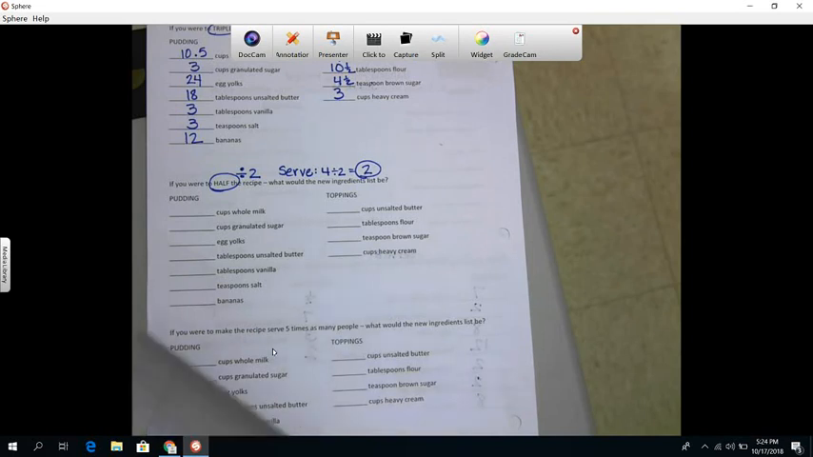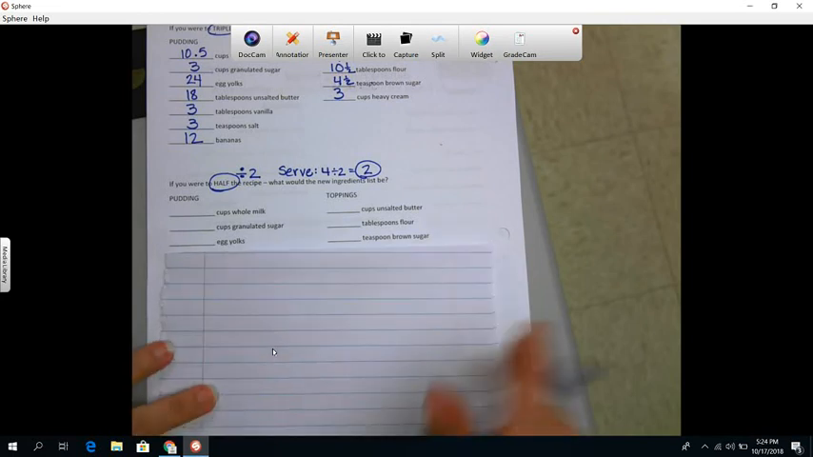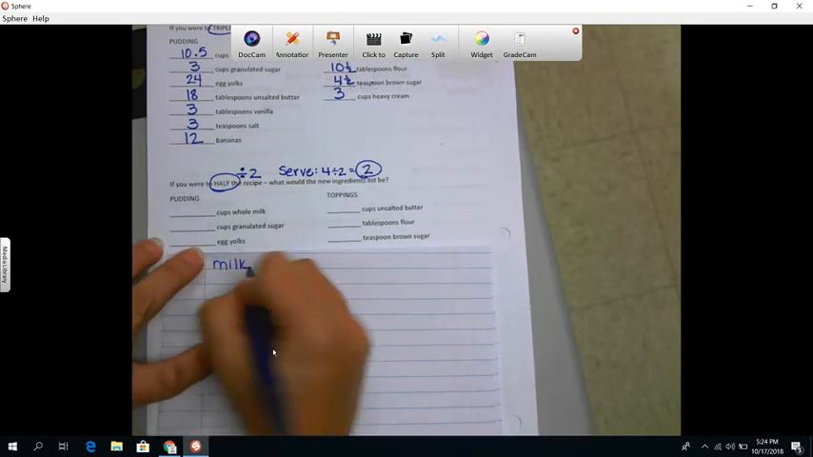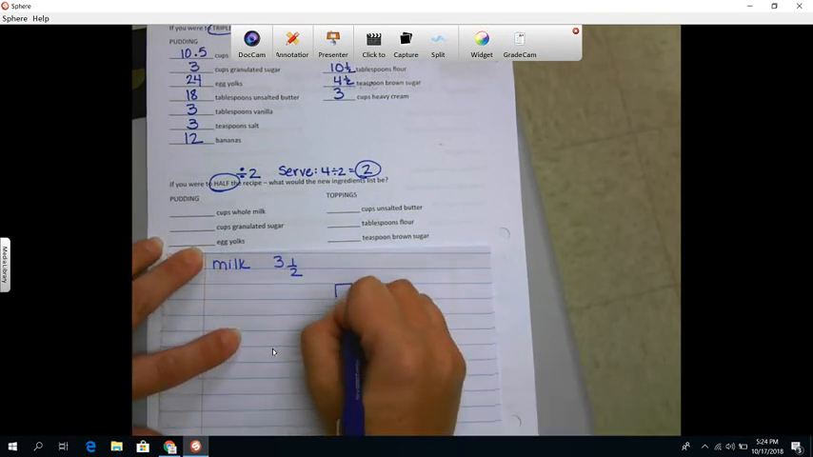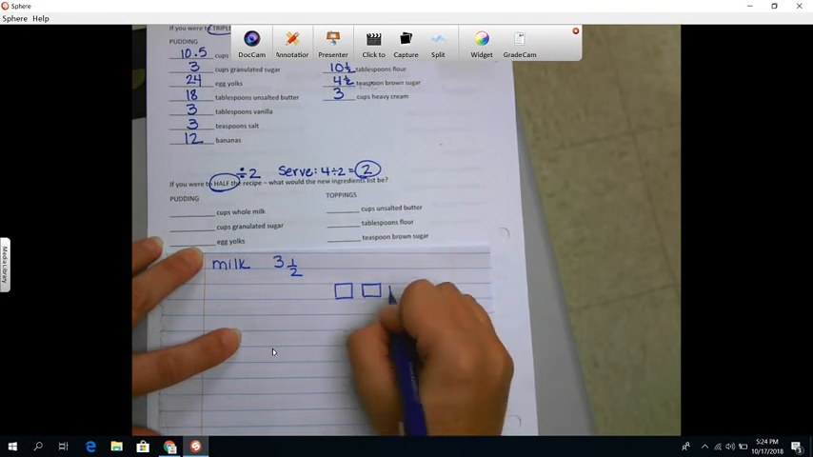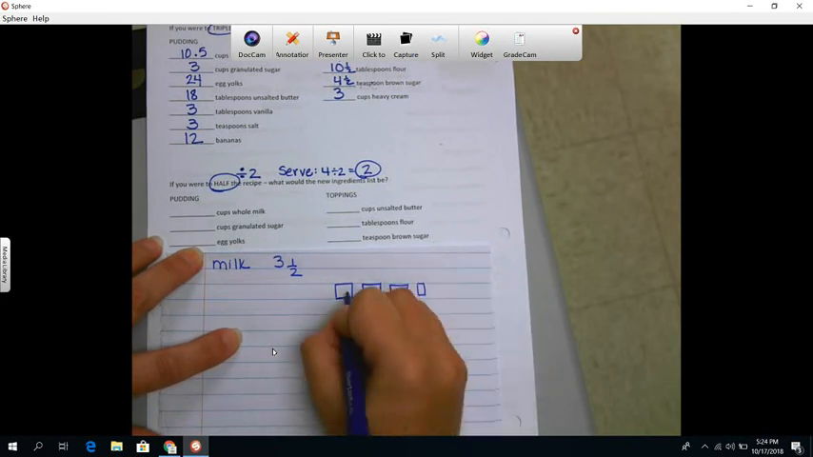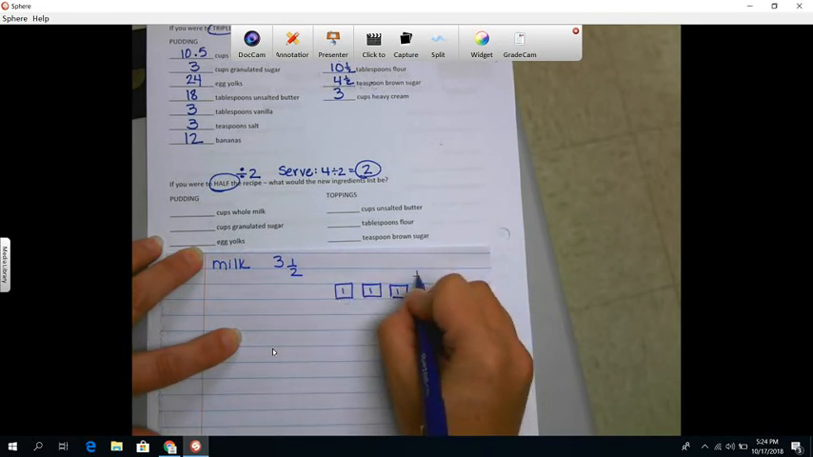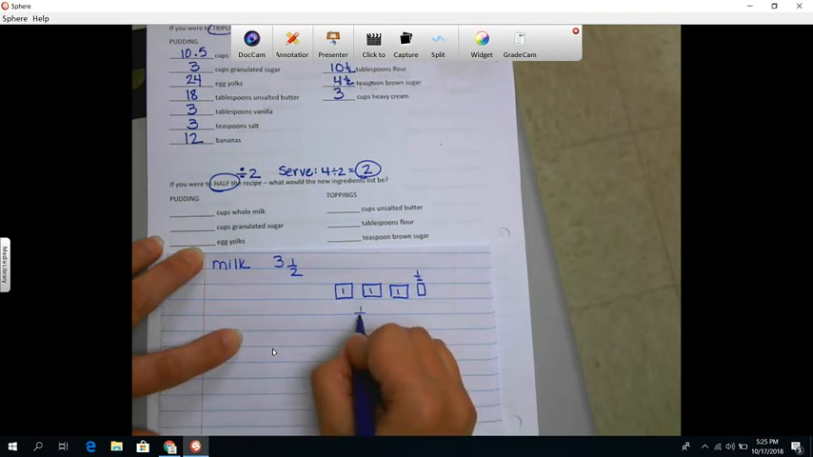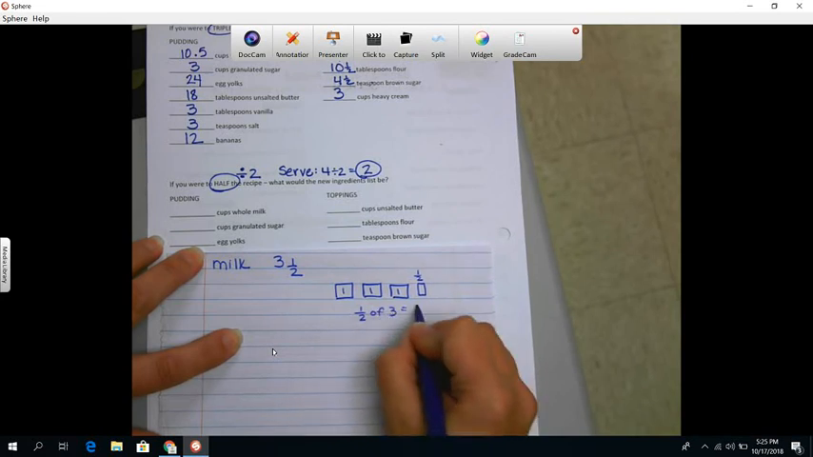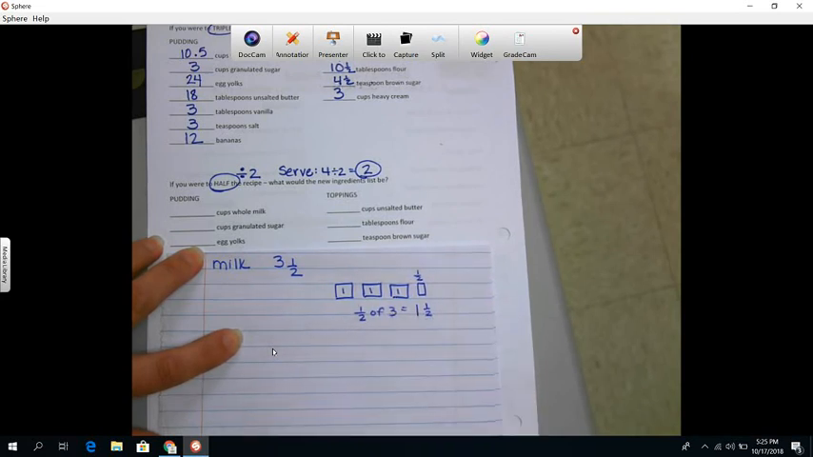So when I have mine, and I'm going to look at this to where I have milk, and I have 3½ cups of milk. Sometimes it's easier for me to draw a picture. So I would have 1, 2, 3½; 1, 2, 3, and this is a half. And if I know that I needed to split something in half, I know that 1/2 of 3 is 1½. 1/2 of 3 is 1.5.